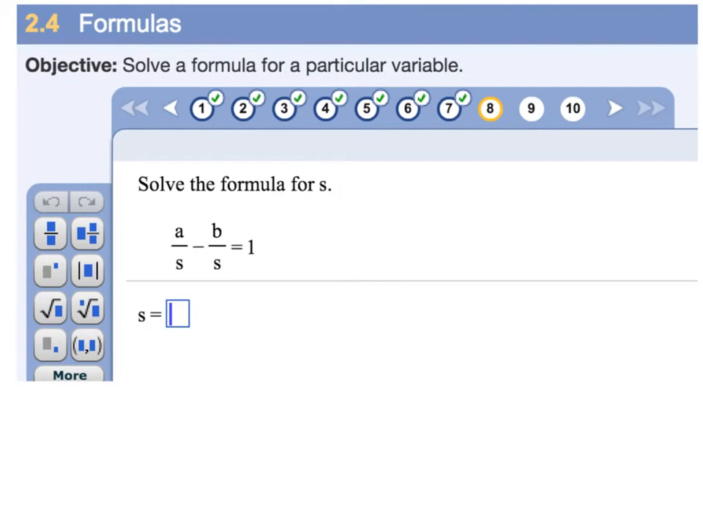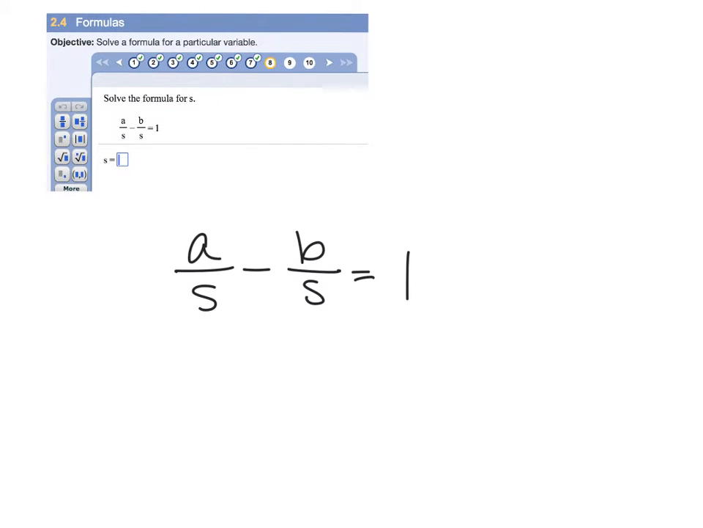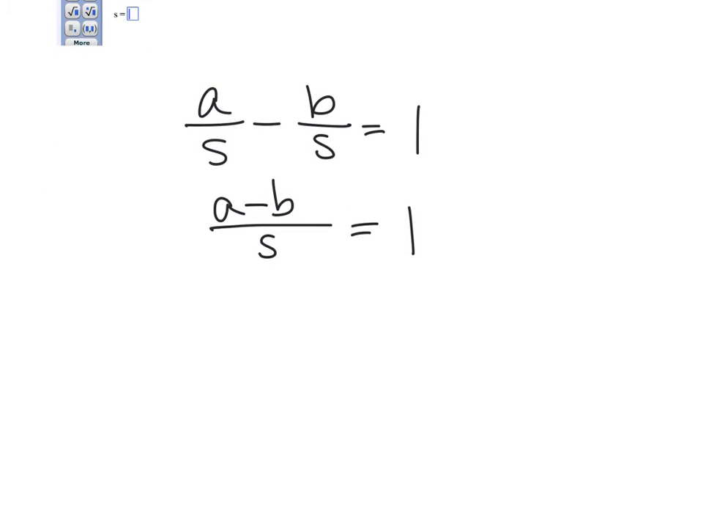All right, so it says solve for S, and you'll notice, boy, S shows up twice, and it's in the denominator of the fractions. Yuck. But it's not hard, because if you think about it, A over S minus B over S, if that was like 3/4 minus 1/4, you know that you can just subtract the top numbers and put it on top of a 4. Well, we could do the same thing. So this becomes A minus B over S equals 1. And now I'm going to multiply both sides by S over 1.